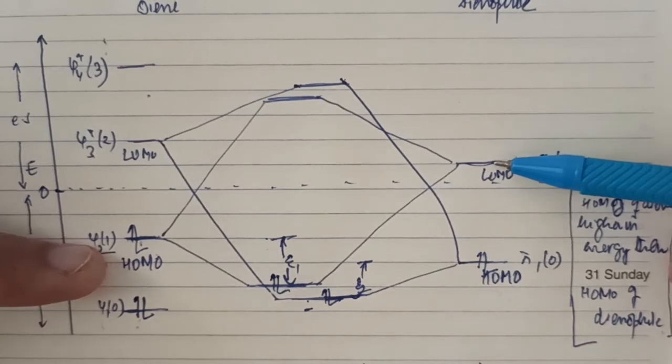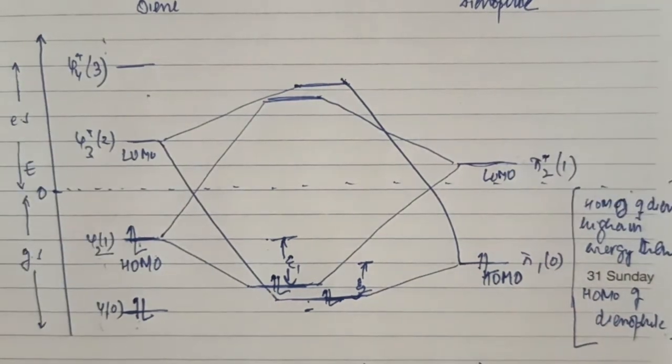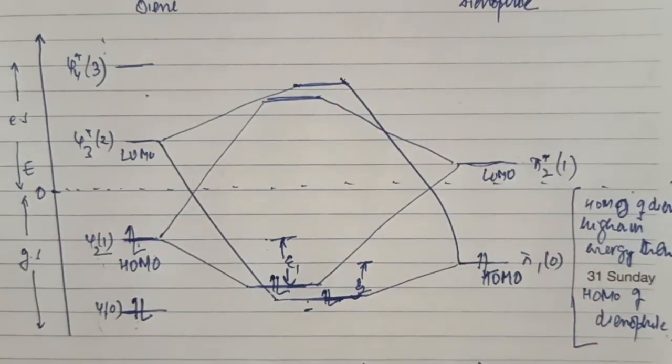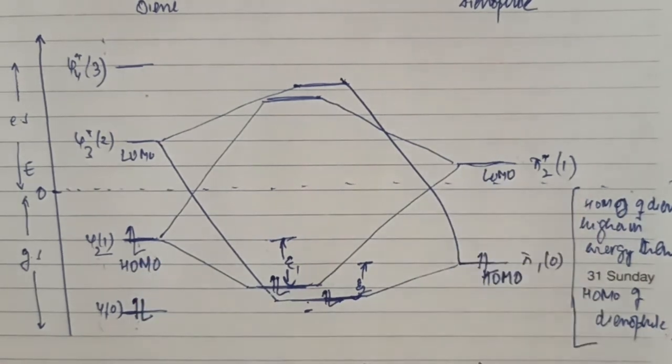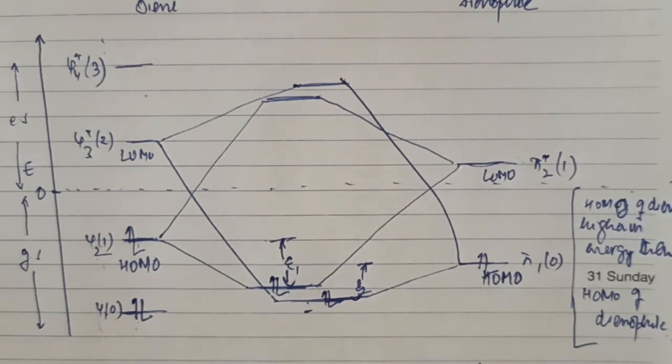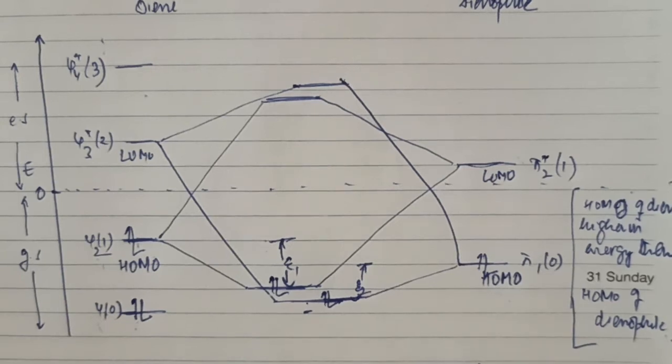The smaller the energy gap between the two interacting molecular orbitals, the more the interaction or perturbation between them, the more the stabilization, and the more the destabilization. I'll repeat what I'm saying. The smaller the energy gap between the two interacting orbitals, which in this case is the HOMO of the diene and the LUMO of the dienophile, the higher the extent of interaction or perturbation, and since it is high, the extent of stabilization and destabilization will always be higher.